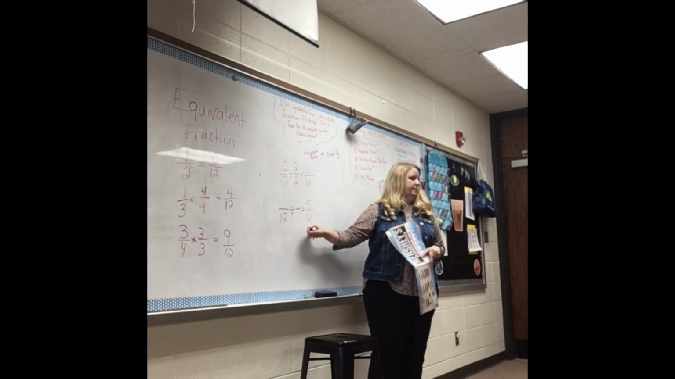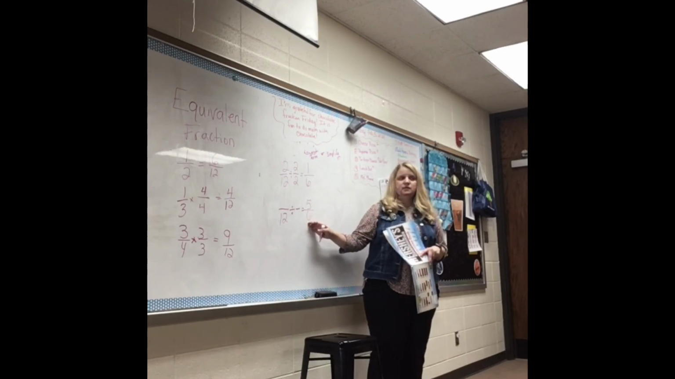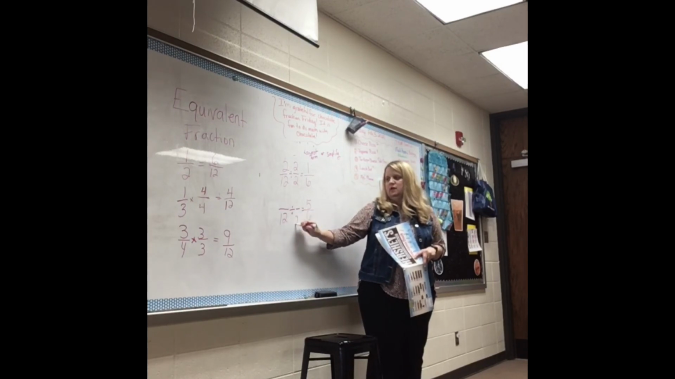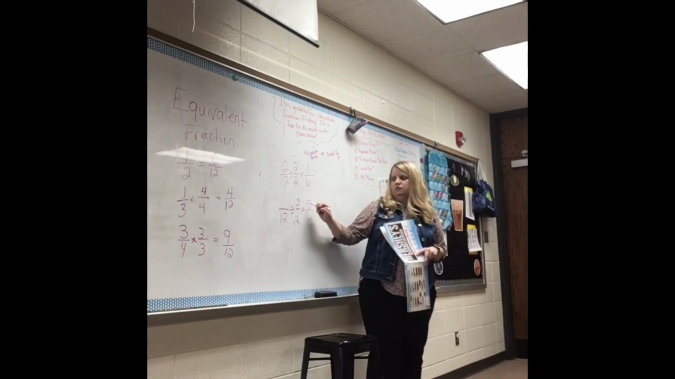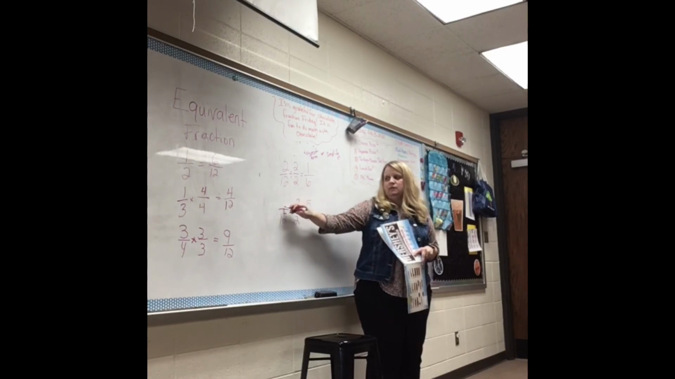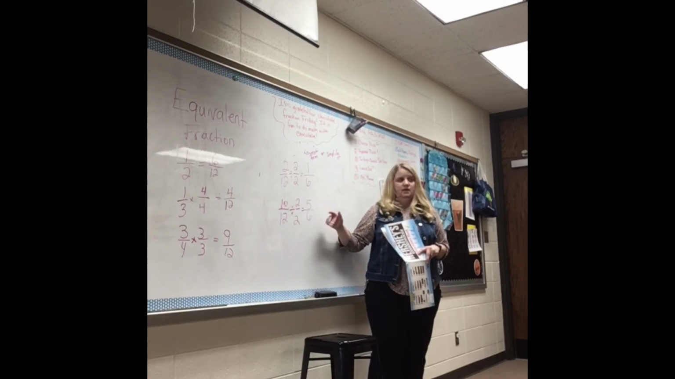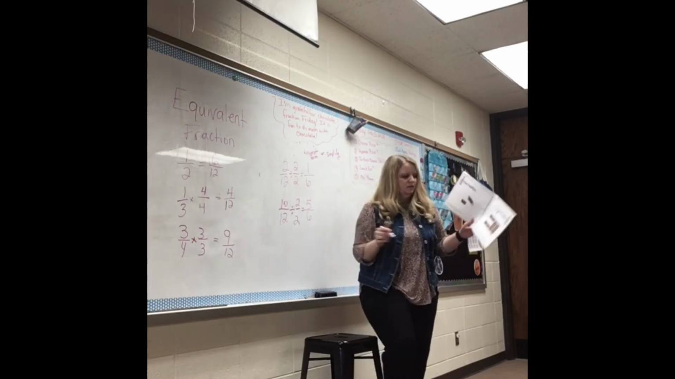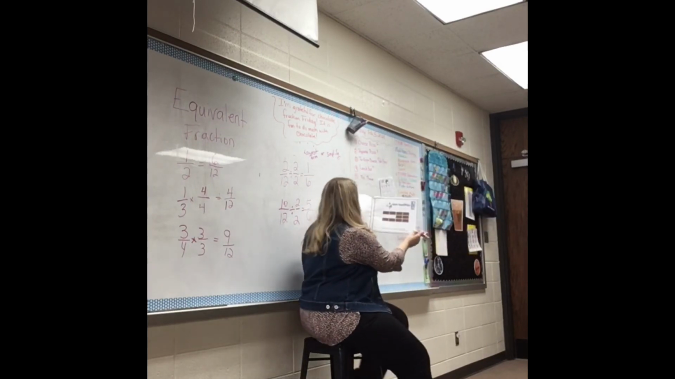Liz? Well, I can multiply 6 by what to get to 12? 2, right? Or 12 divided by 2 is 6? So if I do it to the bottom, I gotta do it to the top. So then 5 times 2 would give me 10. And 10 divided by 2 would give me 5. So these two are equivalent fractions.